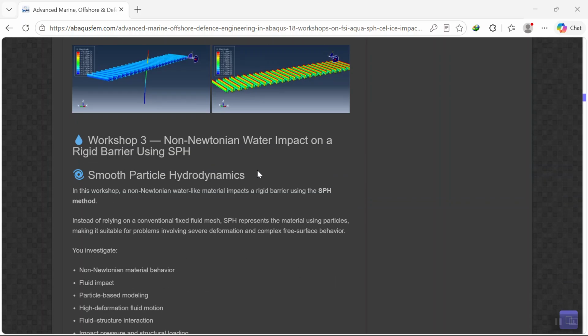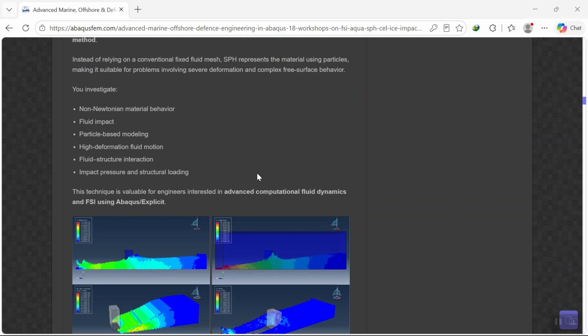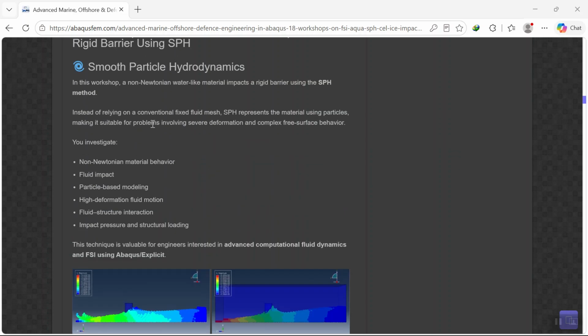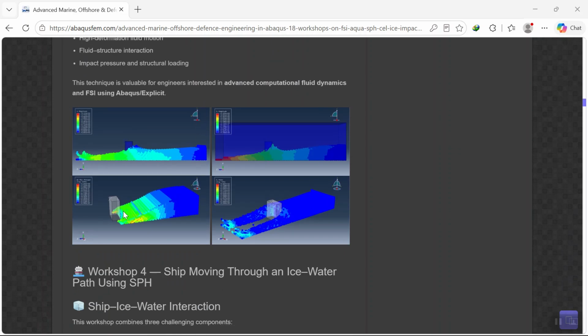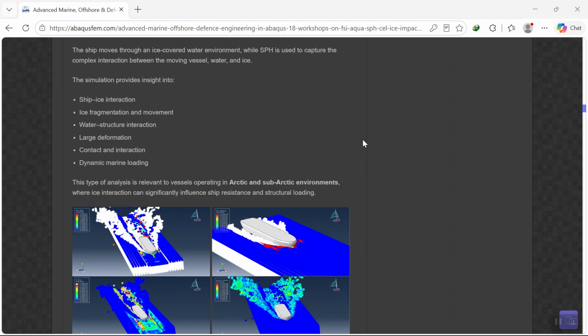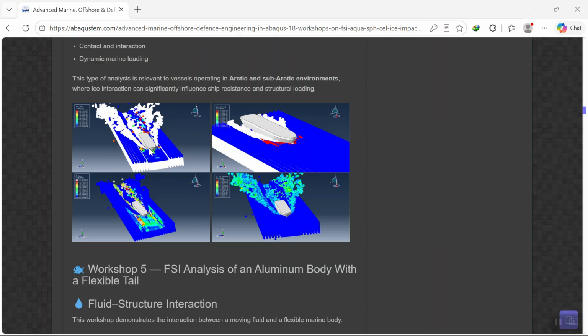And the second type is the SPH model for a barrier, the third workshop. Here we have a barrier with non-Newtonian fluid, mostly used for offshore structure impact, and you can see here this is the barrier and this is the water, and also ice water interaction with a structure.